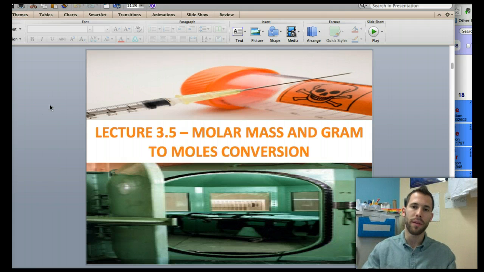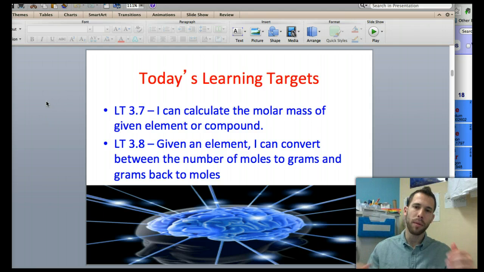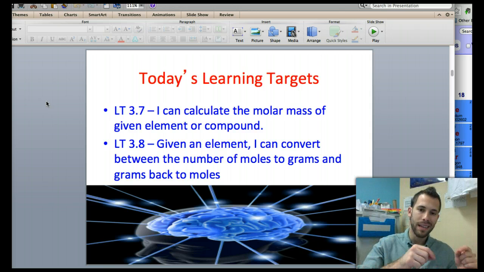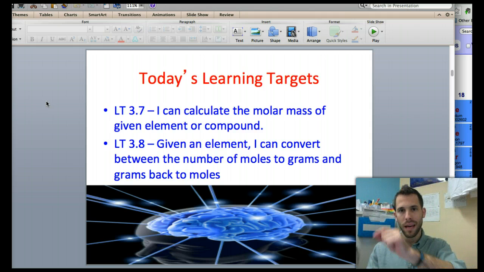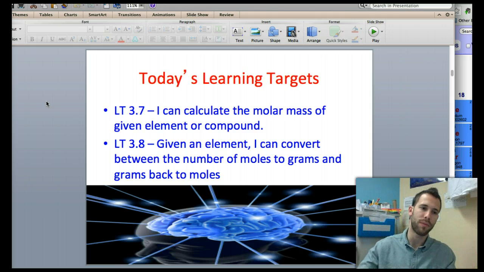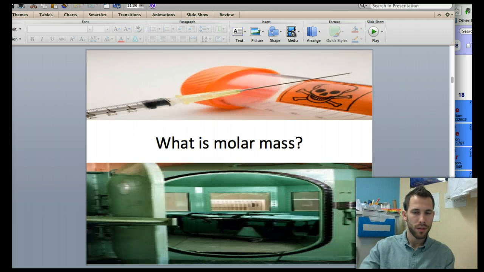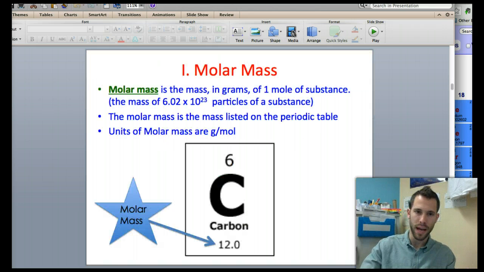Today we're looking at lecture 3.5, molar mass and gram to moles conversion. First thing I'm going to talk to you about today is molar mass. Let's discuss. We want to be able to learn today how to calculate the molar mass of any given element or compound, and then take any element and convert the number of moles to grams and grams back to moles if we're given a specific amount of that element or compound. So first, let's chat. What is molar mass? I think that's the first question we should ask.